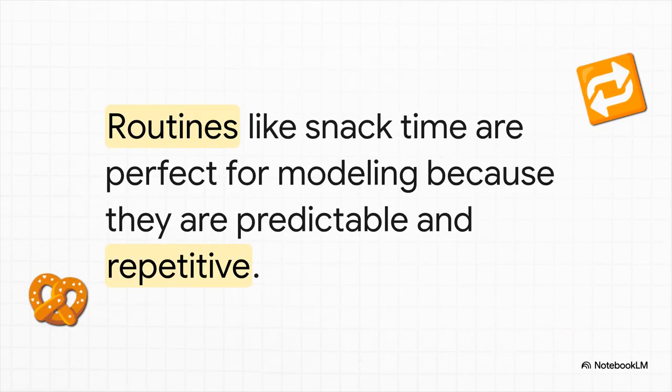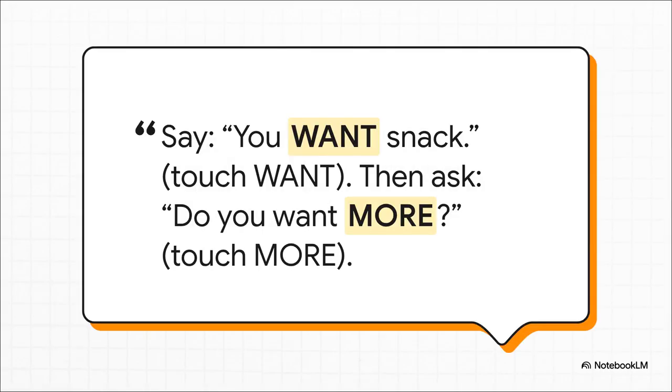So let's put this all together in a real-life situation. Snack time. Routines like this are absolute gold for modeling because they happen every day, they're predictable, and you get tons of chances to use the same words over and over. And look how easy this can be. You say, you want snack. As you say want, you just press the want button. Then you ask, do you want more? And maybe you press want and then more. See? You're not tapping out the whole sentence. You're just zeroing in on those key core words.